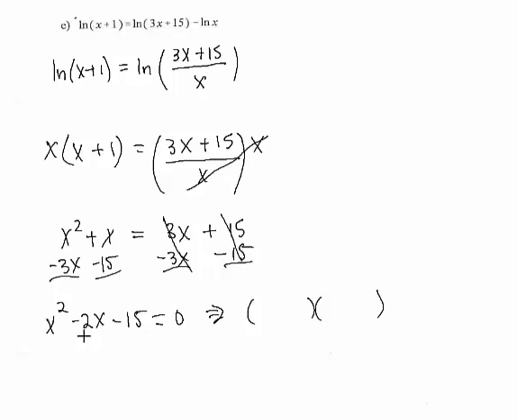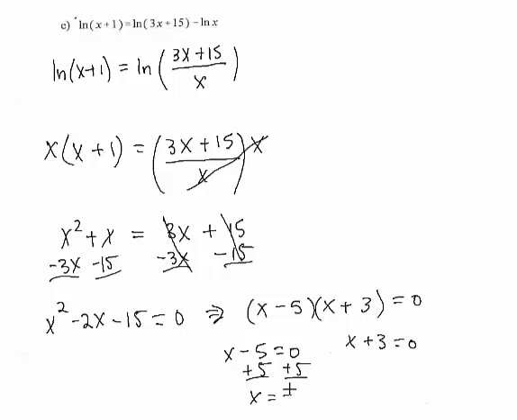Factoring this expression, we would get x minus 5 and then x plus 3. Negative 5 times 3 is negative 15. Add the two together, you get negative 2. If we set each one equal to 0 separately, we end up with two solutions, a plus 5 and then a negative 3.